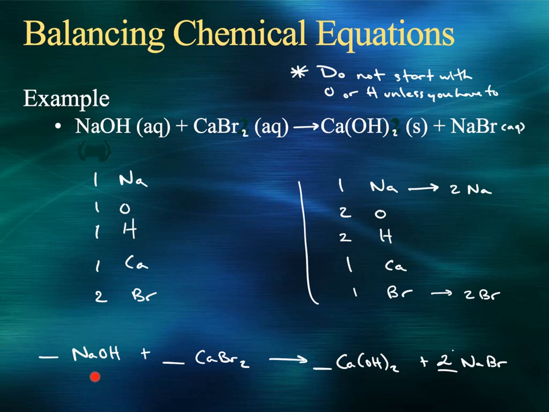Well, to get 2, let's find sodium down here. Okay, there's 1. I need to get this to 2 sodiums. To do that, I'm going to put a 2 in front of the NaOH. Okay, now that also changed the amount of oxygen and hydrogen. This is now times 2 as well. So now I've got 2 oxygen and 2 hydrogen. Now let's just pause to see if we're in a good spot. We've got 2 sodiums, good, 2 oxygens, check, 2 hydrogens, check, 1 calcium, and 2 bromines. So we are all good there.